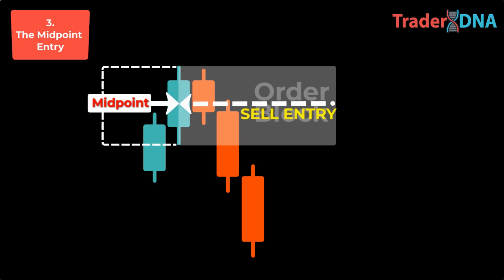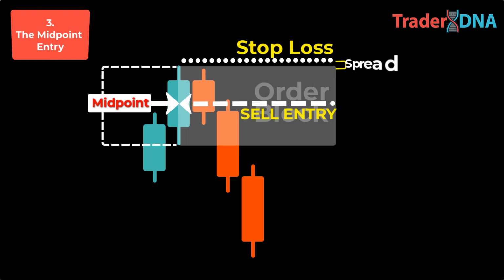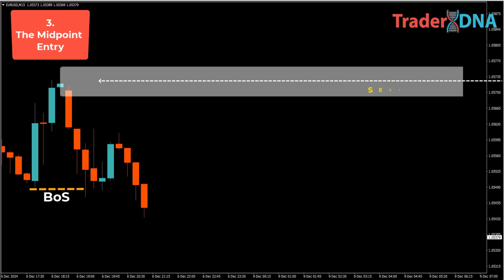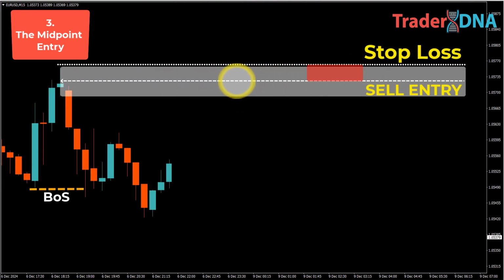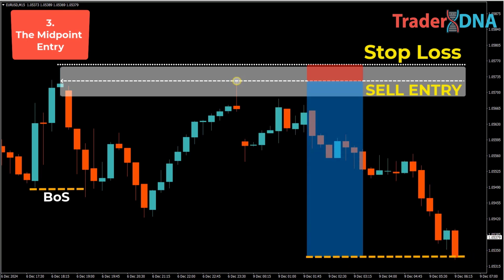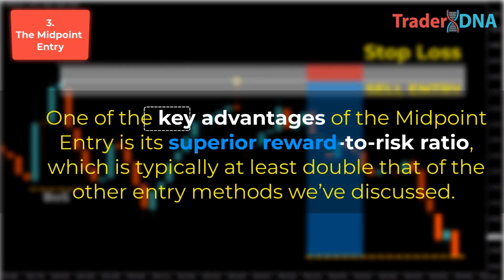In a bearish scenario, the stop loss is placed strategically, a spread size above the highest point of the order block. This thoughtful positioning ensures that your risk is tightly managed while leaving room for the trade to play out as anticipated. One of the key advantages of the midpoint entry is its superior reward to risk ratio, which is typically at least double that of the other entry methods we've discussed.